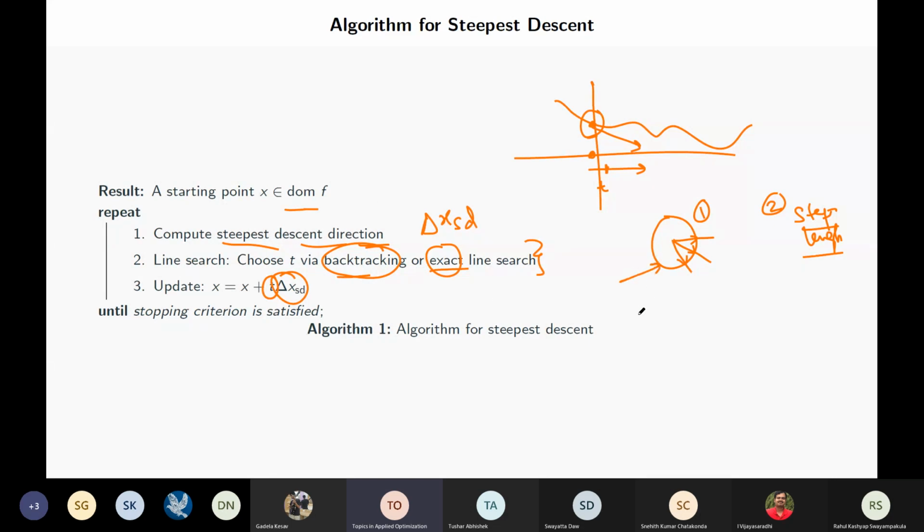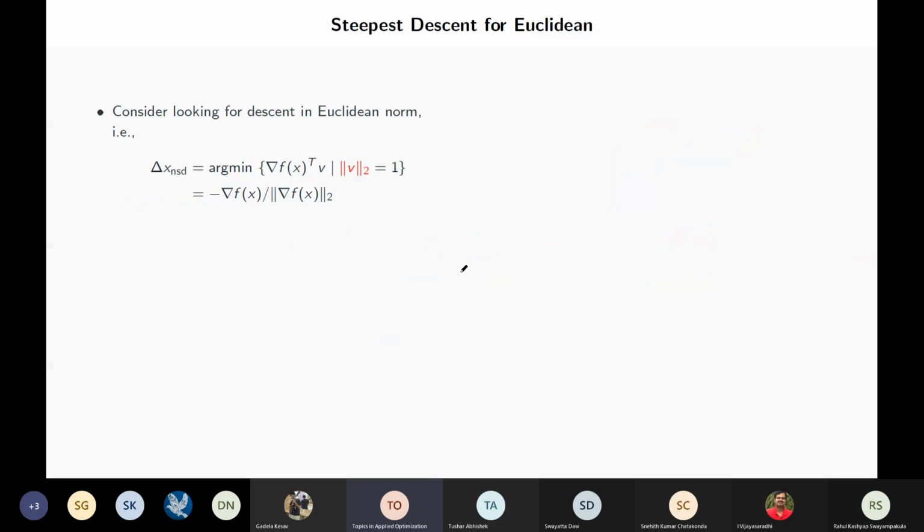So the steepest descent direction is about what is the good direction, because there are many directions to go down. What is the good one, depending on the algorithm at hand, right? Okay, so let us look into some examples so that you will get more clarity. So let us first get into the familiar Euclidean norm. In the Euclidean norm, we are looking to do descent with norm of v equal to 1.